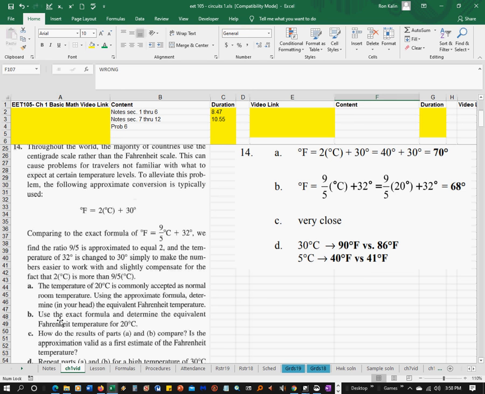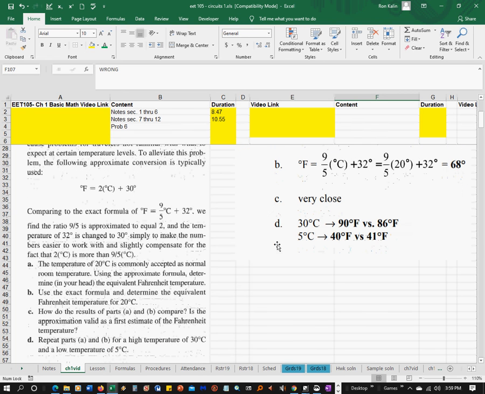Part B, use the exact formula and determine the equivalent Fahrenheit temperature for 20C. So using the exact formula, 9/5 C plus 32, you take 9/5 times 20, add 32, and that ends up being 68 degrees. So how do the results compare? Is it valid as a first estimate? It's very close. Yes, it's valid.